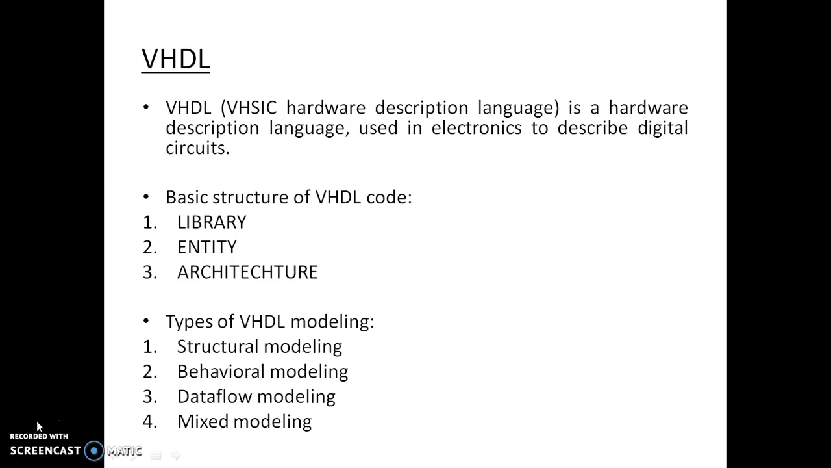What is VHDL? VHDL stands for Very High Speed Integrated Circuit Hardware Description Language. Now this is a hardware description language. It means we use this language for describing hardwares, any digital circuit. Now basic structure of the VHDL code consists of library, entity and architecture. Library contains different types of data types, operators, packages and inbuilt functions.